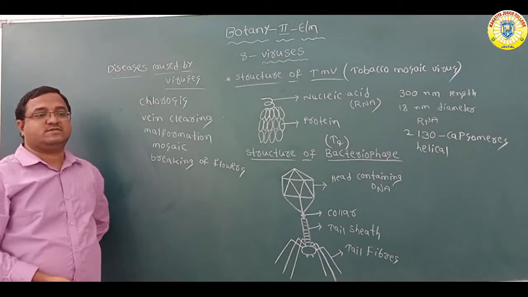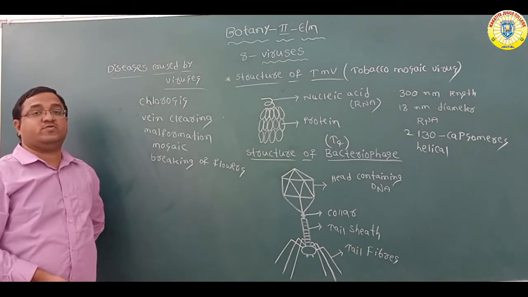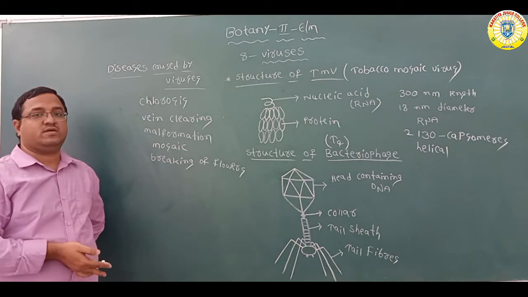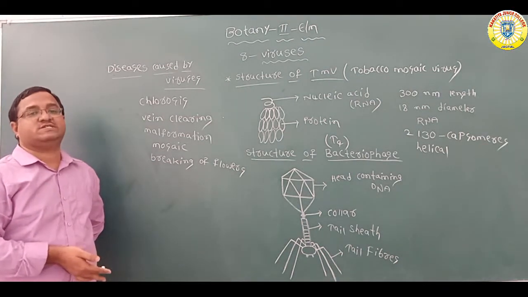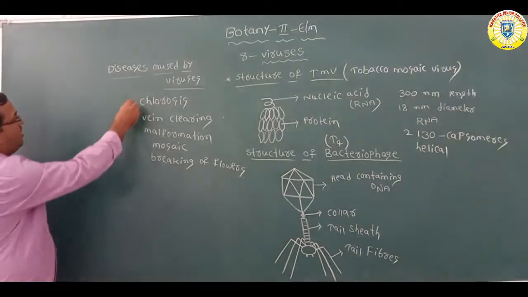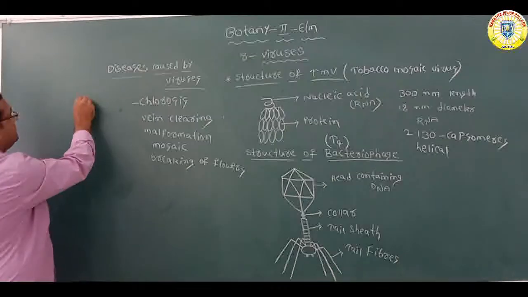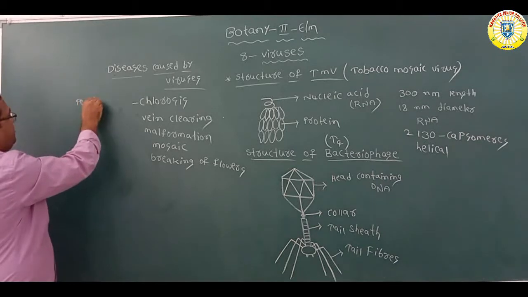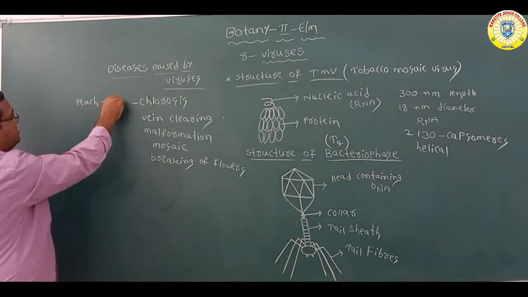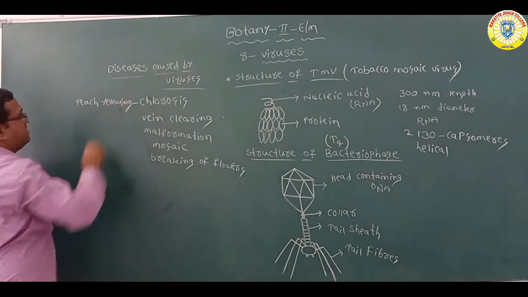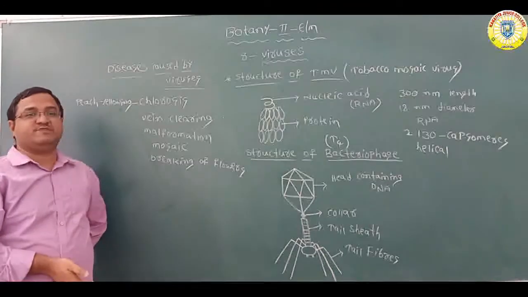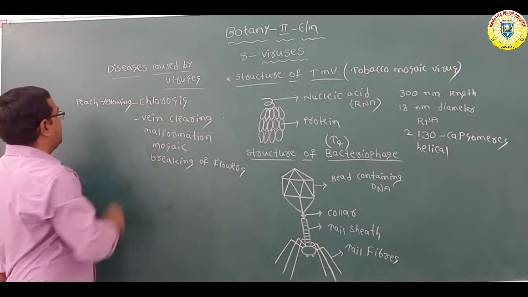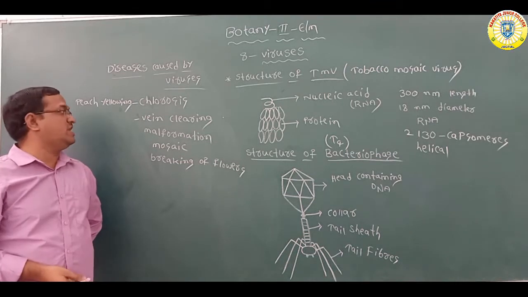Okay, chlorosis means the removal of chlorophyll. The process of removing chlorophyll is called chlorosis. Example, peach yellowing disease. Because of chlorosis, the green leaves are converted into yellow color. Especially you can see the symptoms in the peach plant, peach yellowing disease.